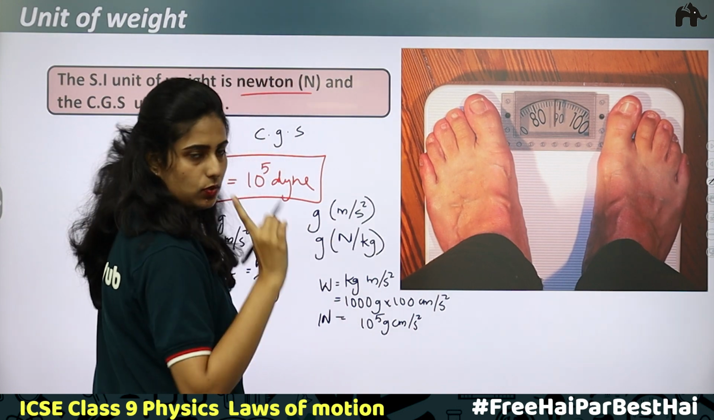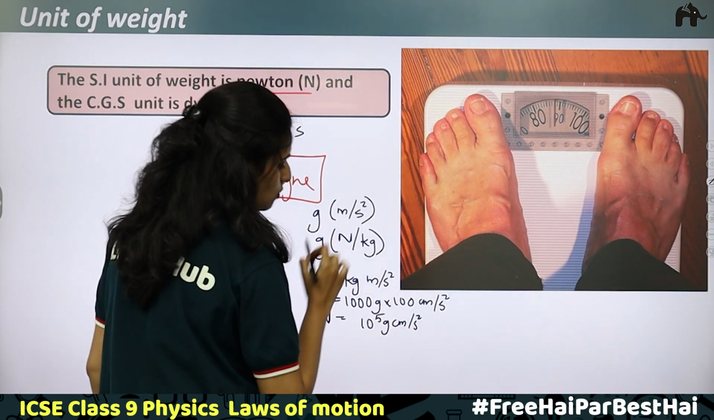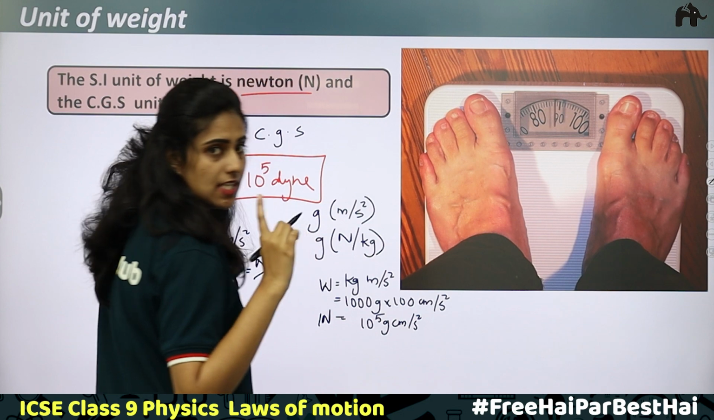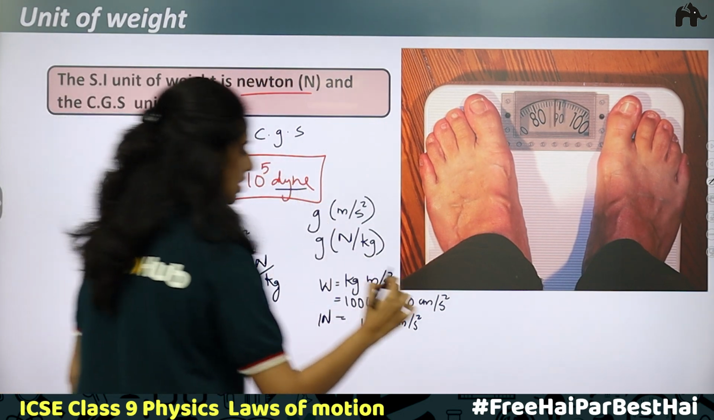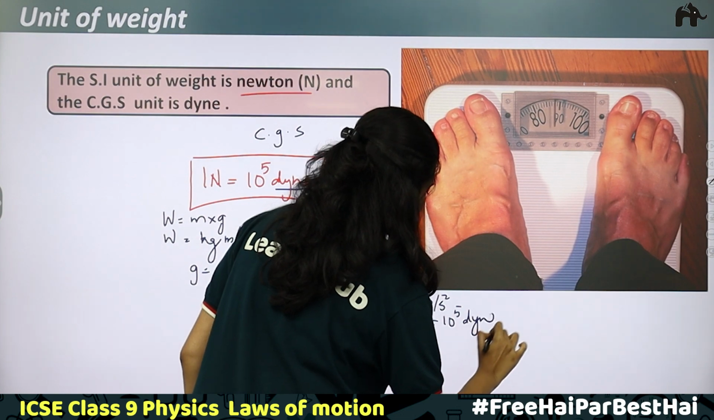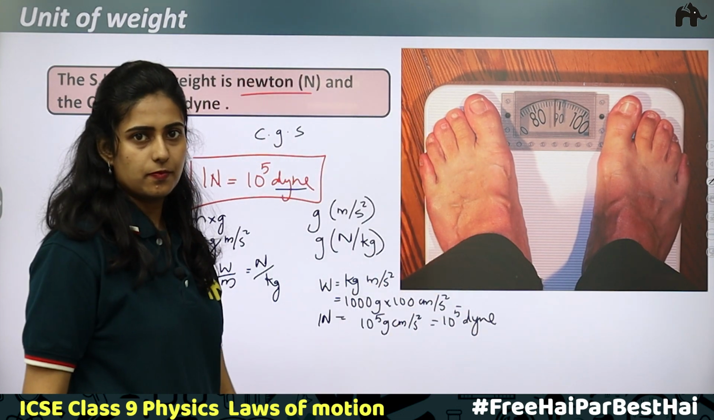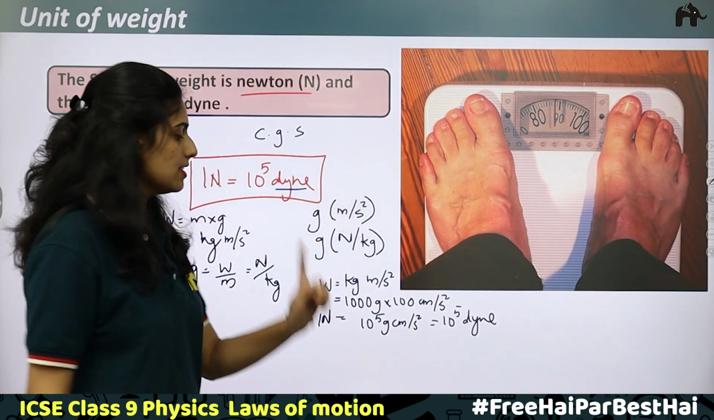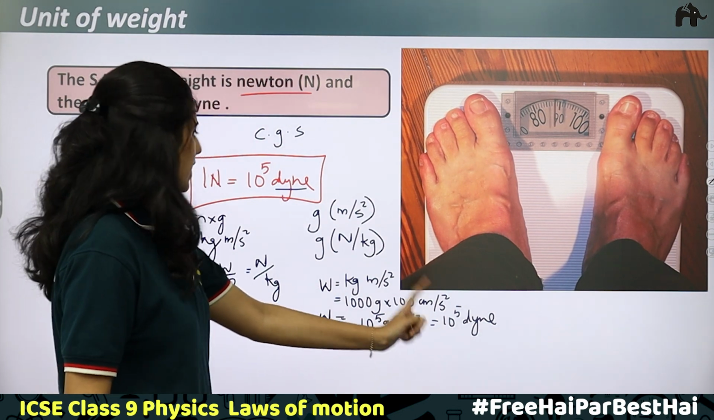If the weight is 1 Newton, 10 raised to 5 gram centimeter per second square is dyne. So this becomes 10 raised to 5 dyne. So this is how it is obtained. Clear? This is how 1 Newton becomes 10 raised to 5 dyne.